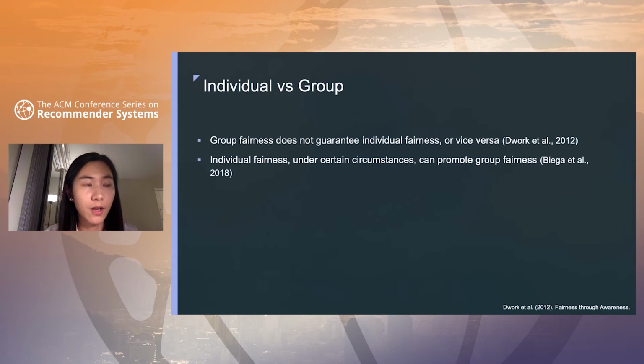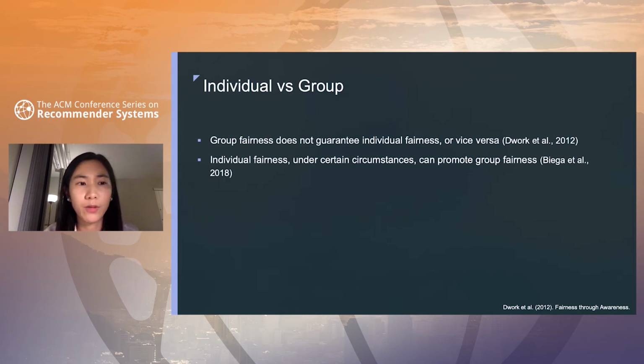So for instance, if we have the individual definition where we want two individuals, one should never be ranked higher if they have the same qualification score or utility score. And we have a similar definition for group fairness, where one group should never be ranked higher than the other if they have the same expected utility. Then in this case, for some data, individual fairness can actually guarantee group fairness.